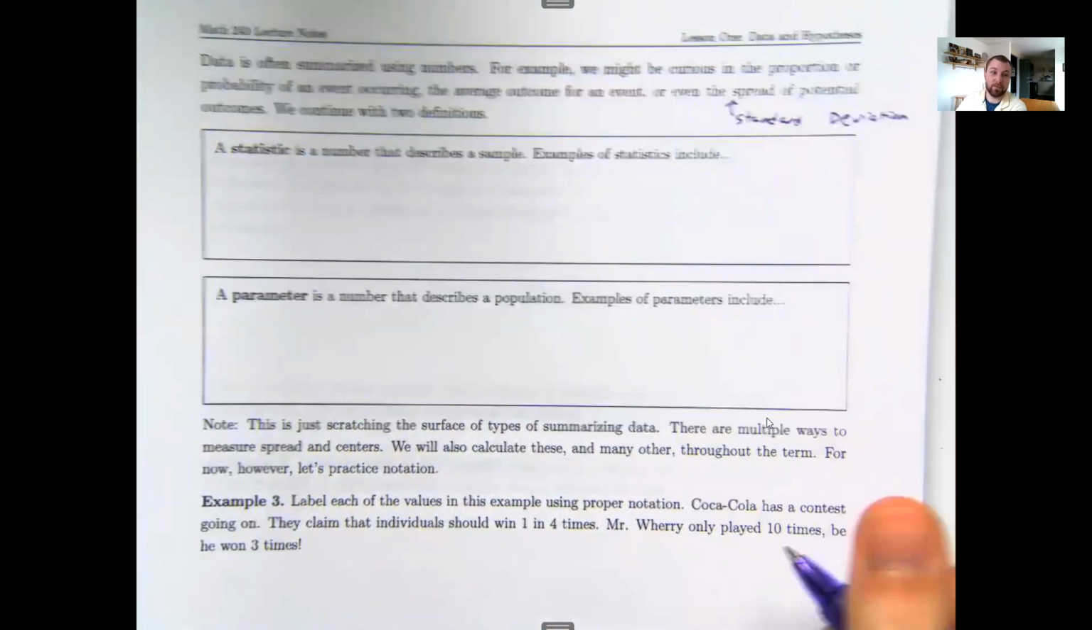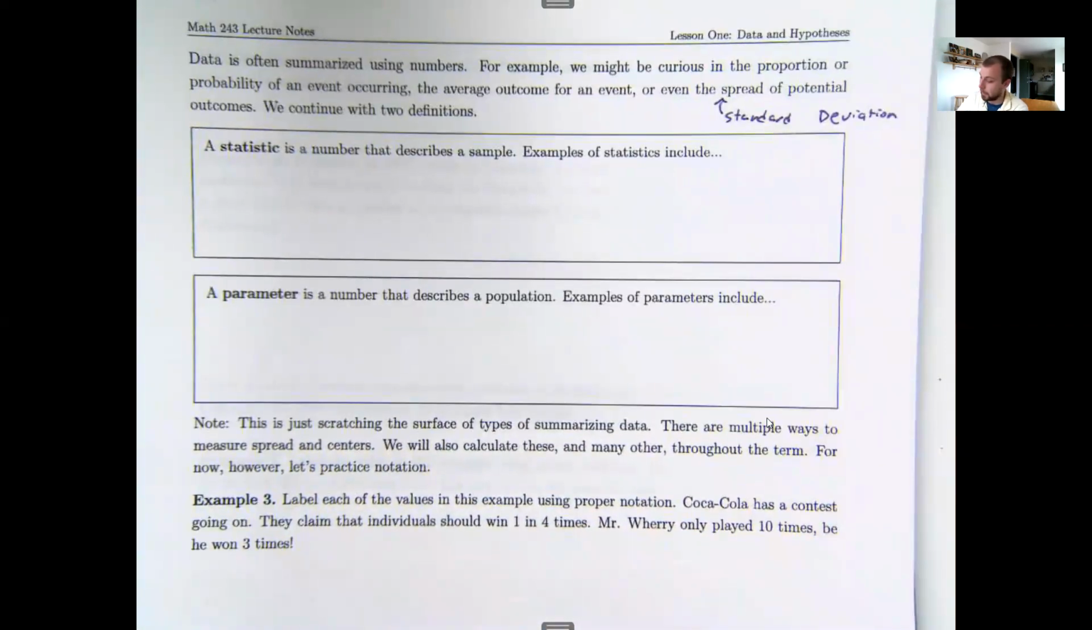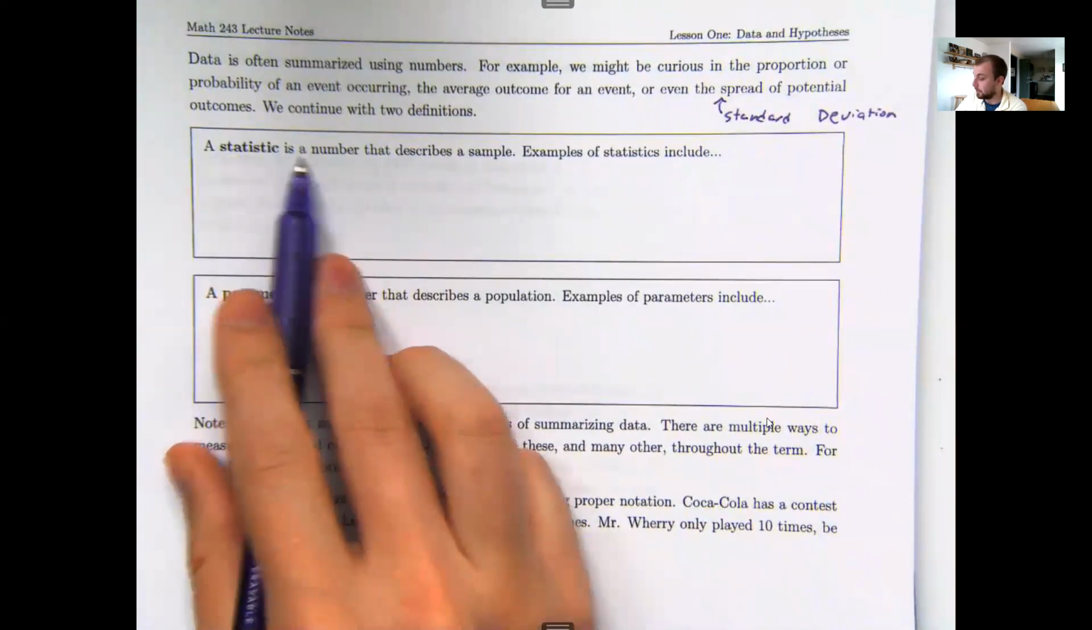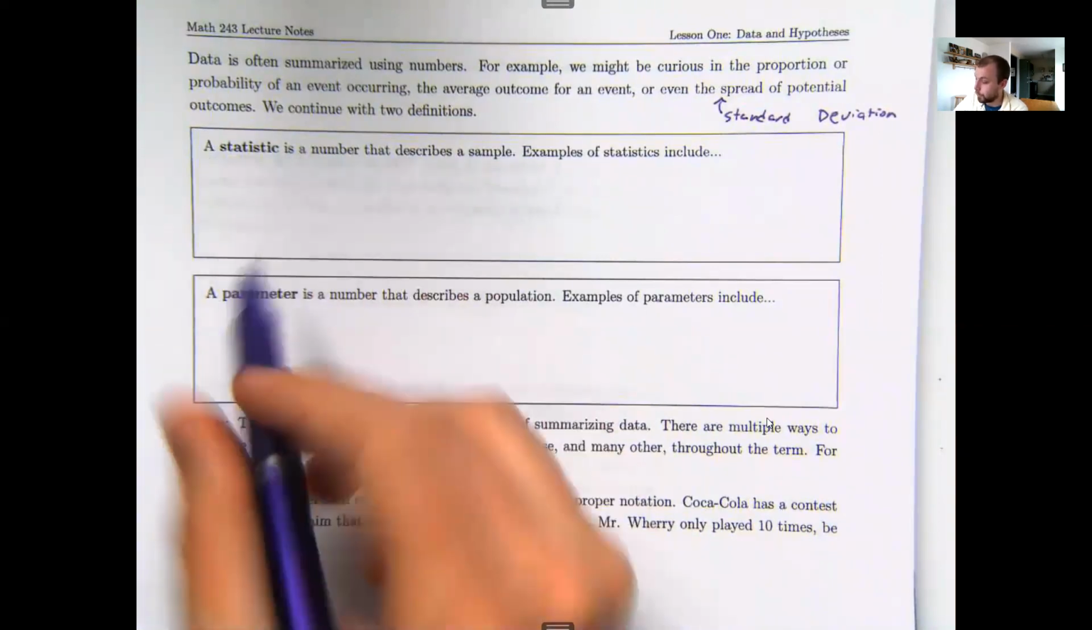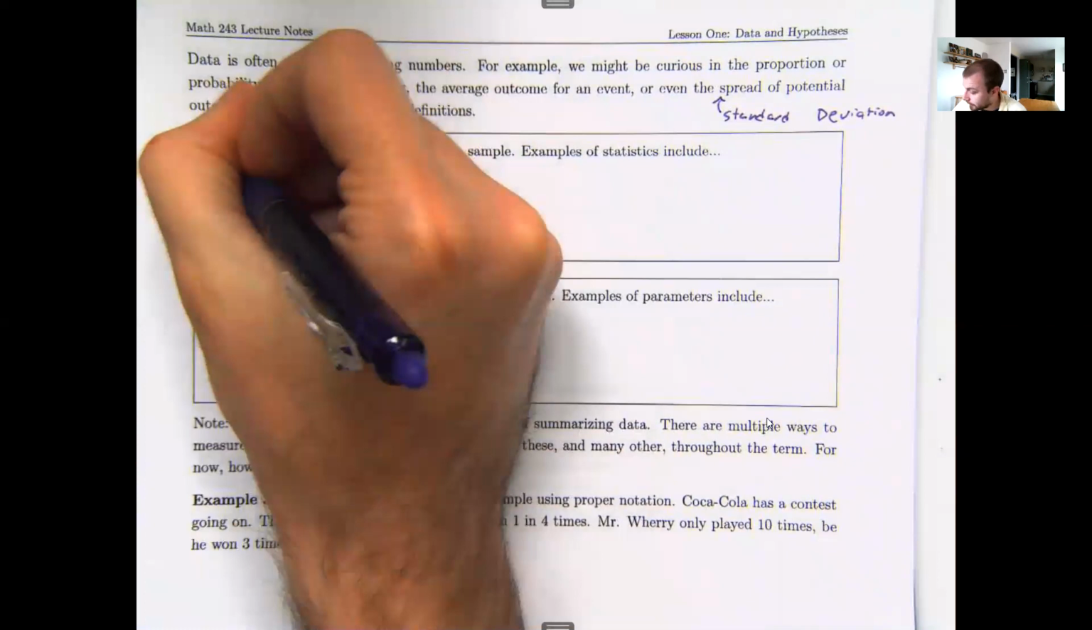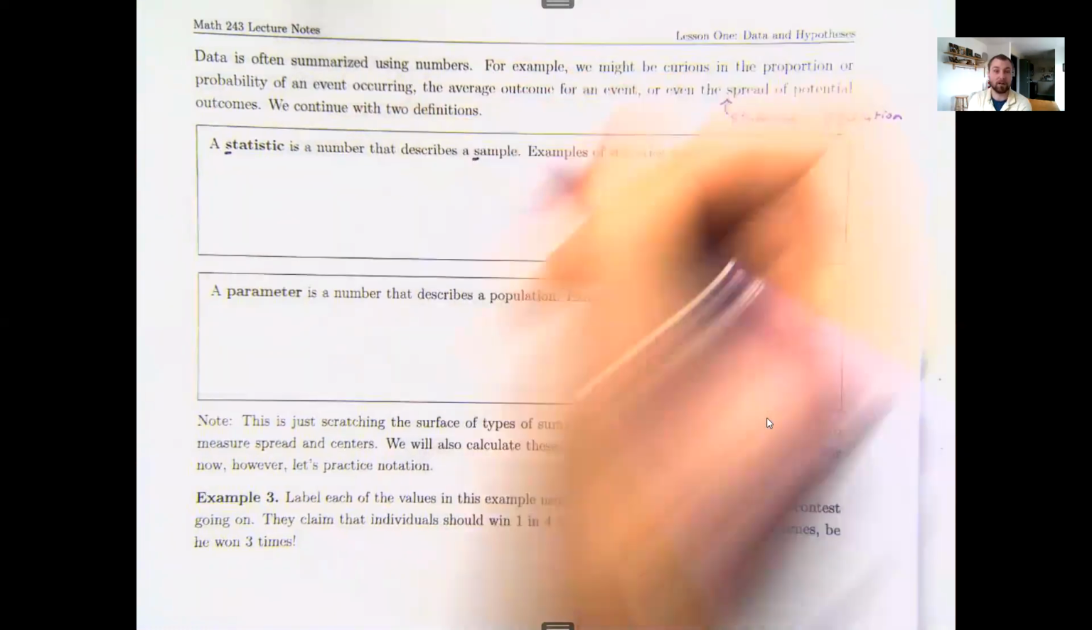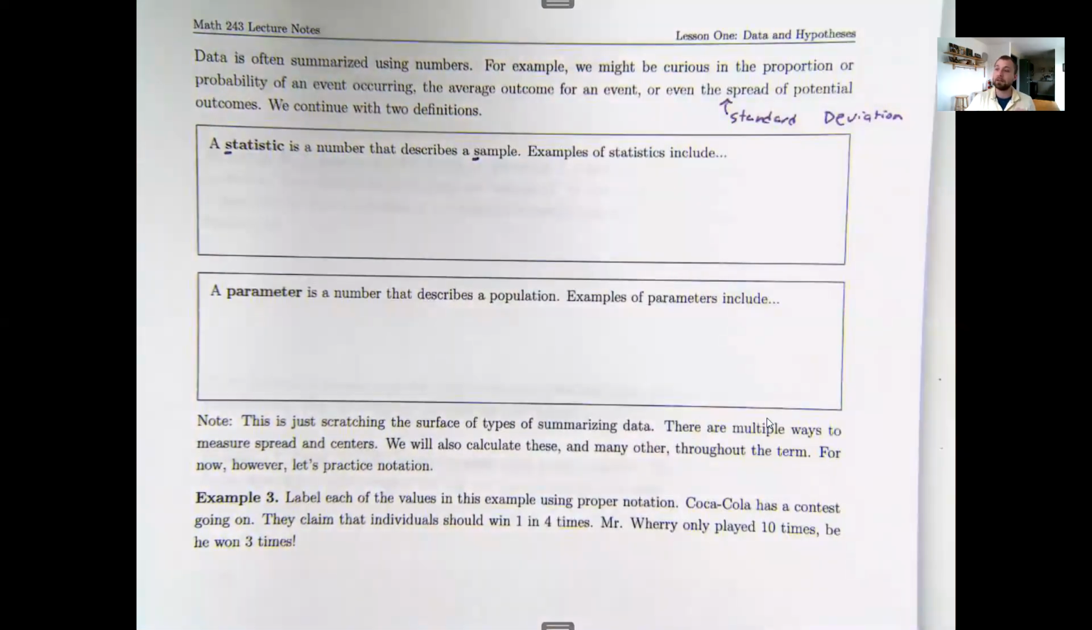And this is going to provide 2 new definitions as well. A statistic is a number that describes a sample. The way that I remember this, S for S. Statistics describe samples. So if you're taking a statistics course, you're dealing a lot in sample information with the hope of trying to figure out something bigger.